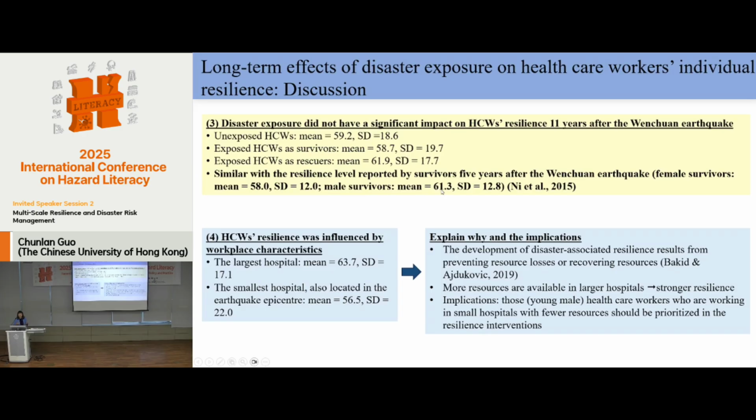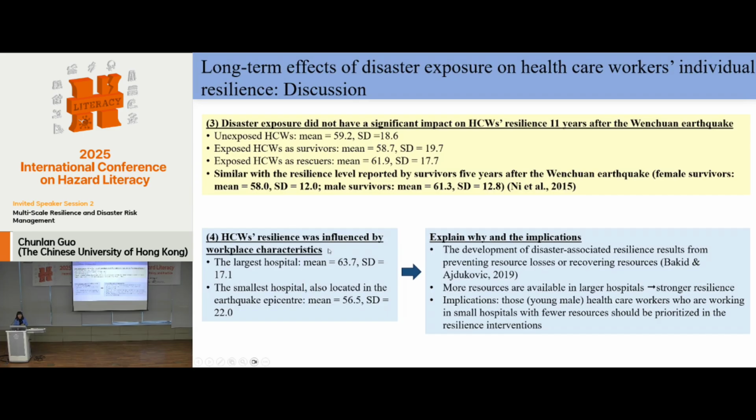So with our study 11 years after, we can see that the healthcare workers report a steady or stable level of resilience, even 5 years midterm post disaster, or 11 years long term after the disaster.